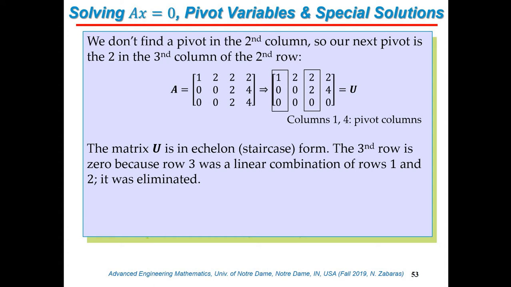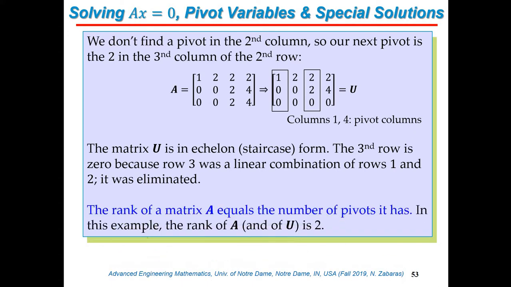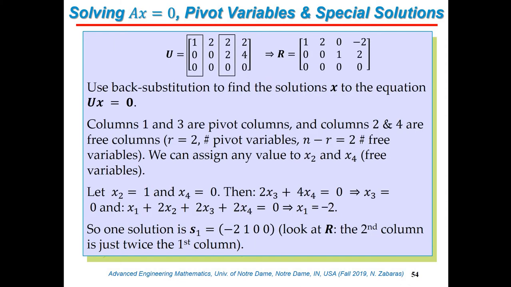So we're going to set each of them separately to 1, the other to 0, and then we're going to compute what the pivot variables are by solving basically Ax equal to 0. And effectively, in doing so, we're going to identify what combinations of columns 1 and 3 give us columns 2 and 4, and I'm going to directly give you what the answer is.